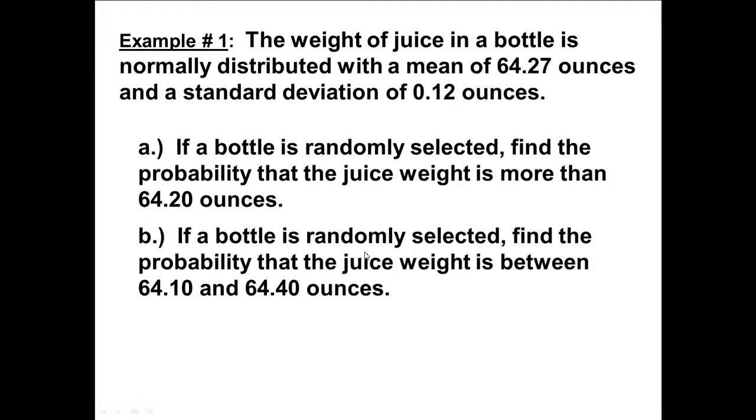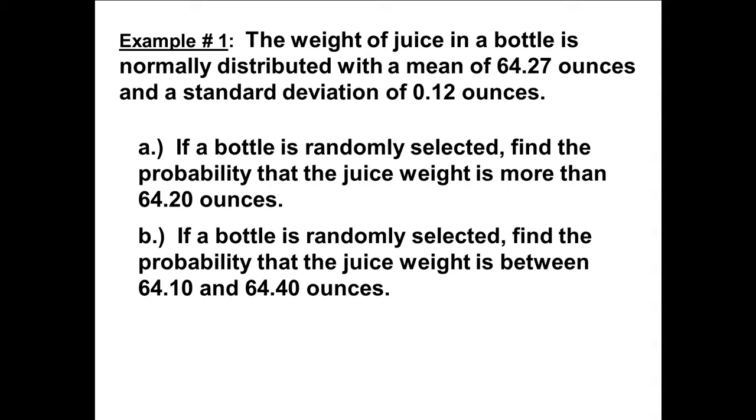Let's begin from this one. This is a word problem that was nice like the other one on the last presentation I gave. On this one, we have a problem that the weight of juice in a bottle is normally distributed with a mean of 64.27 ounces and a standard deviation of 0.12 ounces. If a bottle is randomly selected, find the probability that the juice weight is more than 64.20 ounces.